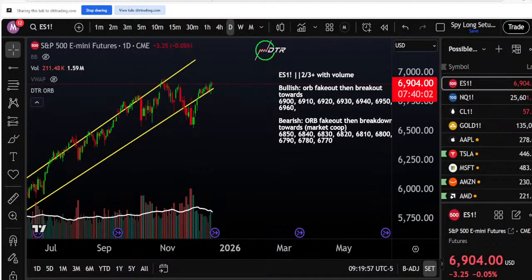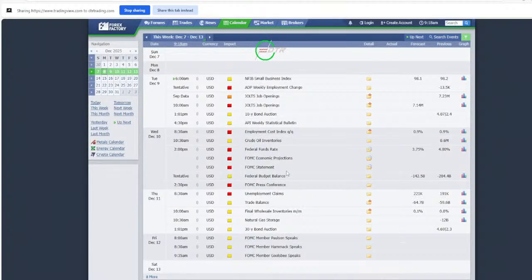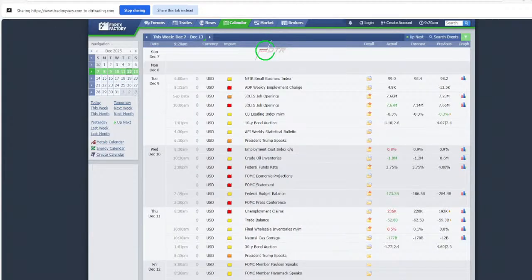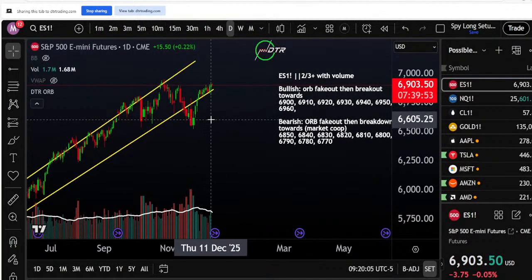All right. Besides that, economic calendar here today, reasonable. We got some Fed speak, pretty much. That's it. Nothing here at 10.